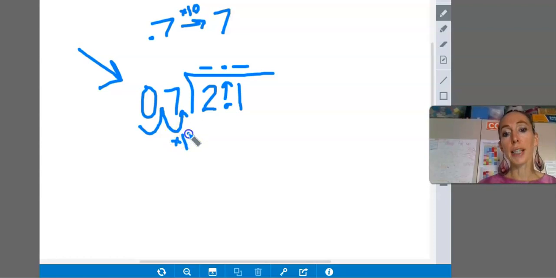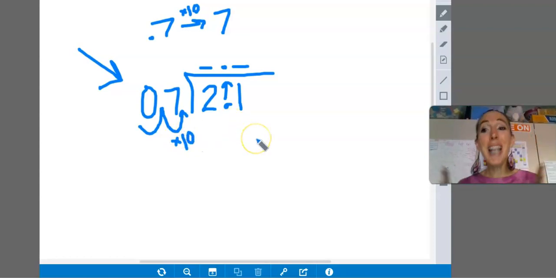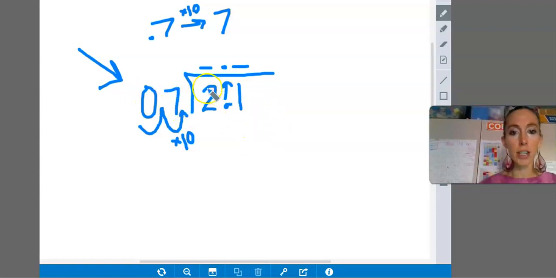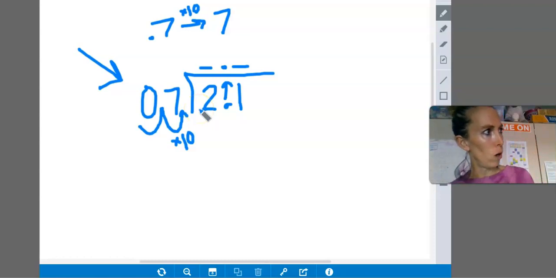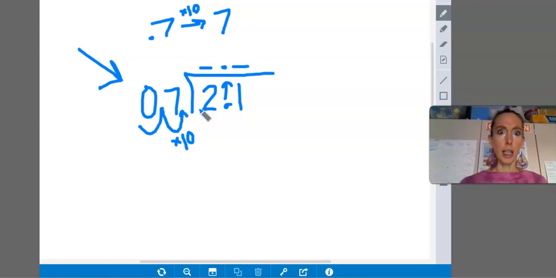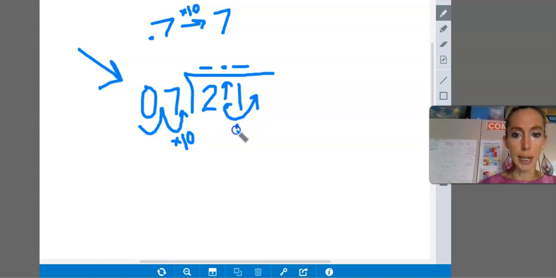So when I do that to the divisor, I have to do the same thing to the dividend. You can't leave the dividend out, because the dividend is looking over at 7/10 thinking, what is happening to you? Then it's like, what about me? So we have to do the same thing. We have to multiply this by 10. If we multiply that by 10, the decimal moves to the right one spot.